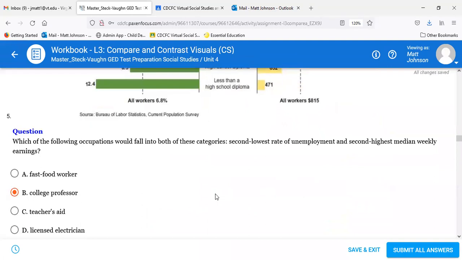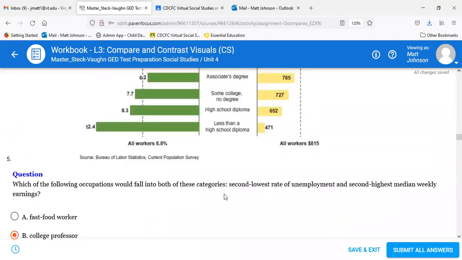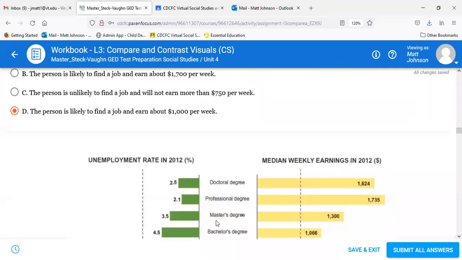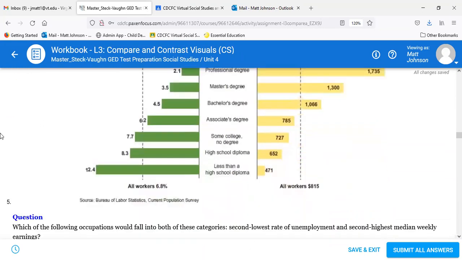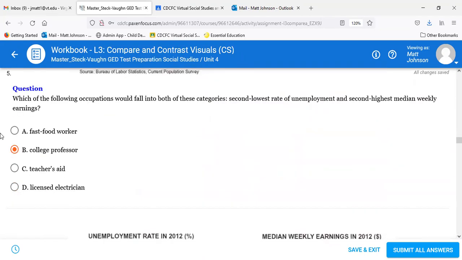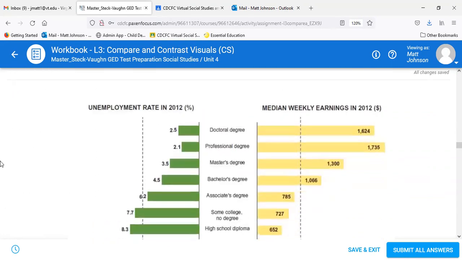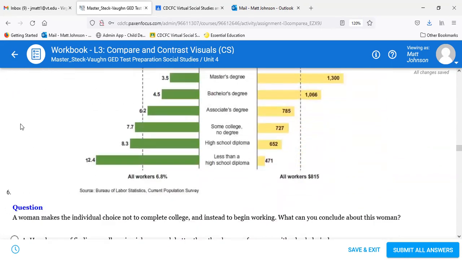So that's the second lowest rate and the second highest earnings. The highest earnings are the professional degree, right? Lawyers and stuff like that earning the most, with the lowest unemployment rate. You can understand that with doctorates, because getting a tenure-track job at a university is not easy. So I know why doctorates are sometimes unemployed. So five is B, B as in boy.